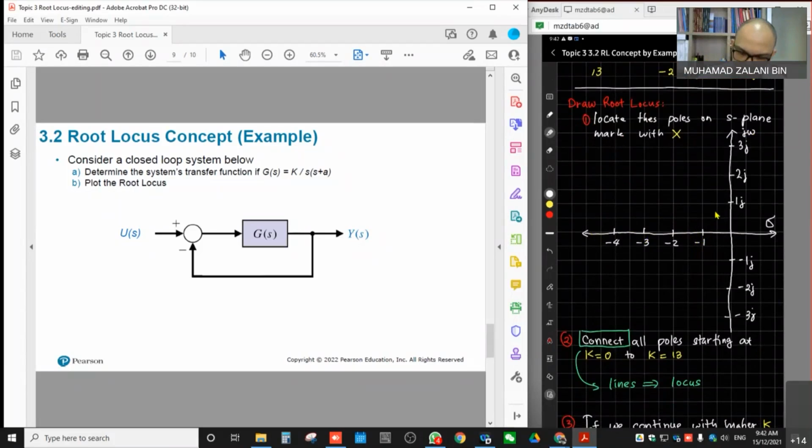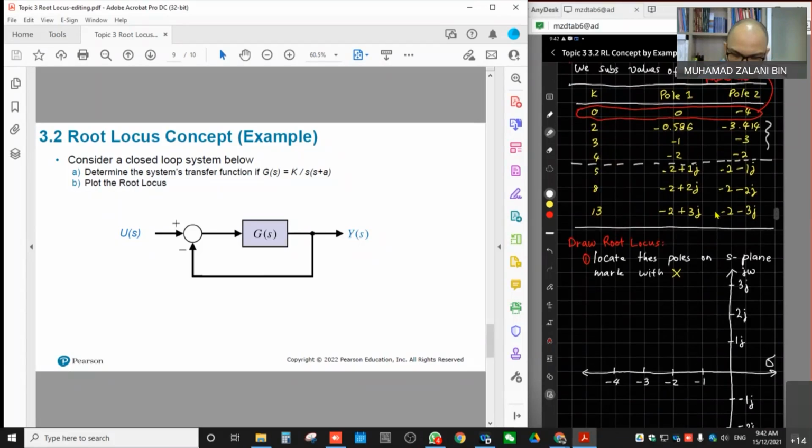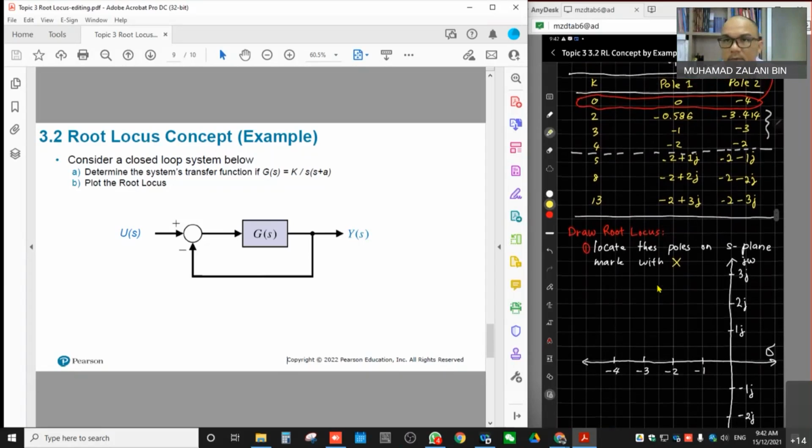Okay, so for K equals to 0 till 4 in this table, you can just draw the pole location starting from 0, which is somewhere around there.